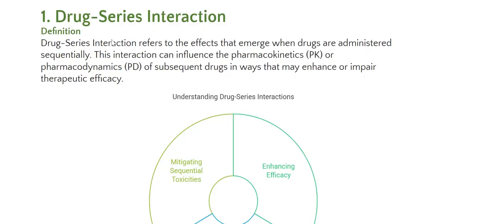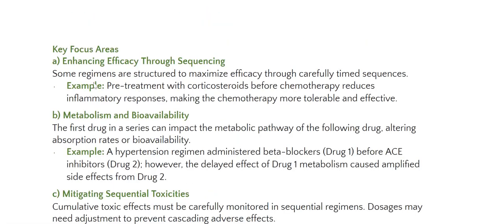Key focus areas in drug series interaction trials, we have enhancing efficacy through sequencing. Some regimens are structured to maximize efficacy through carefully timed sequences. Example, pre-treatment with corticosteroids before chemotherapy reduces inflammatory responses, making the chemotherapy more tolerable and effective.